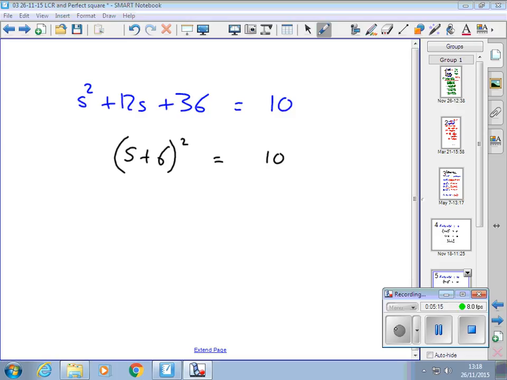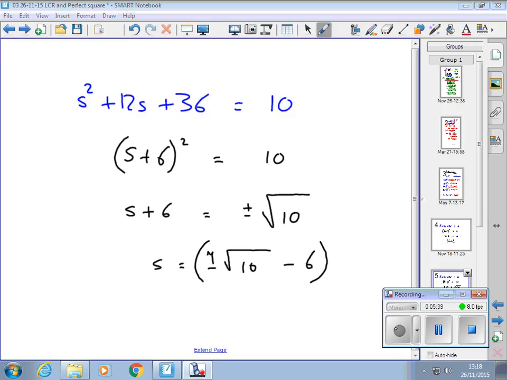Now I can use the same method. S plus 6 square rooting equals plus or minus the square root of 10, because if I square root 10, the answer could be positive or negative. Plus or minus the square root of 10. And now S equals plus or minus the square root of 10 minus 6. And that's my solution.